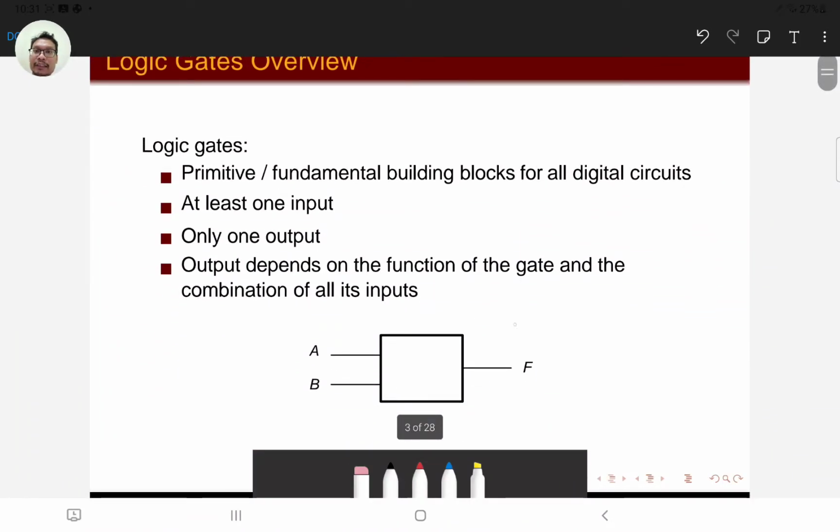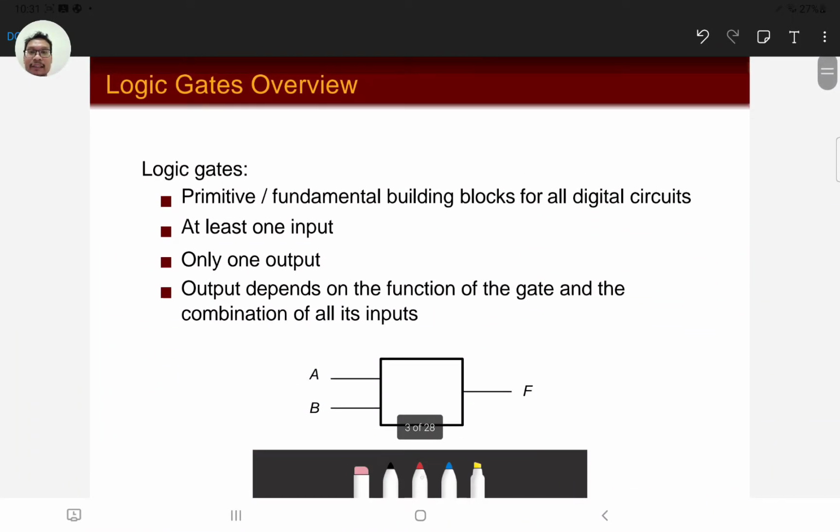Okay, so what are logic gates basically? Logic gates are the primitive or fundamental building blocks for all digital circuits, where a logic gate has at least one input and only one output. So the key thing here is only one output, but it can have more than one input. The output depends on the function of the gate and the combination of all the inputs.